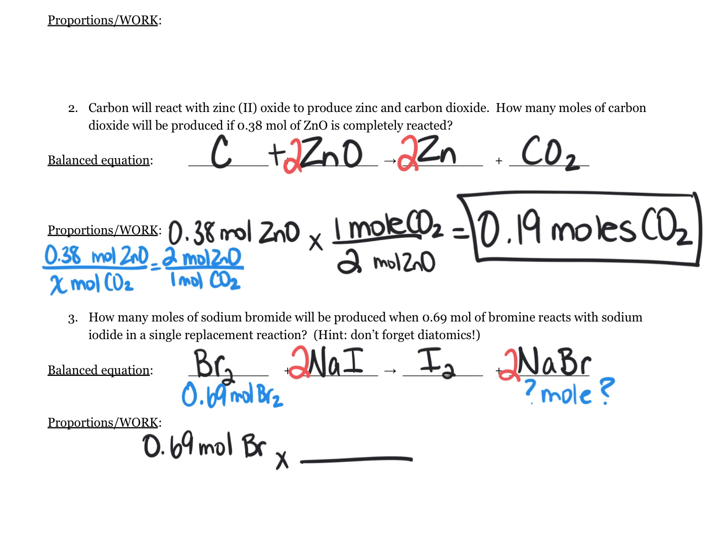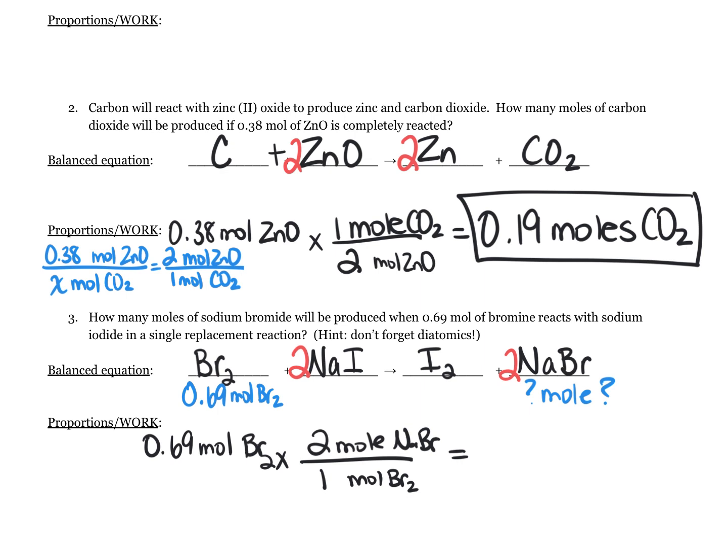So I'm going to start with what I'm given, 0.69 moles of bromine, and I don't want moles of bromine anymore, so I'm going to put it on the bottom. According to my balanced chemical reaction, I just need 1 mole of bromine because there's no coefficient in front. So 1 mole of bromine. And according to my balanced reaction, I need 2 moles of sodium bromide to be produced then. And I get that from my chemical reaction coefficient right here.